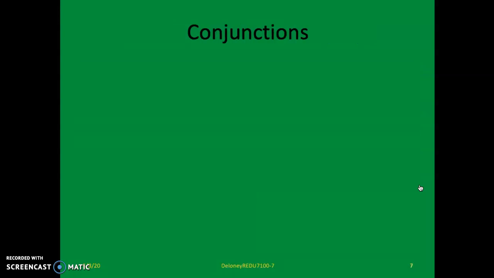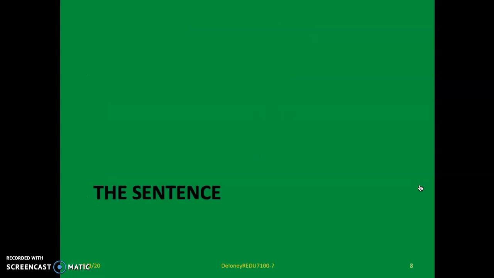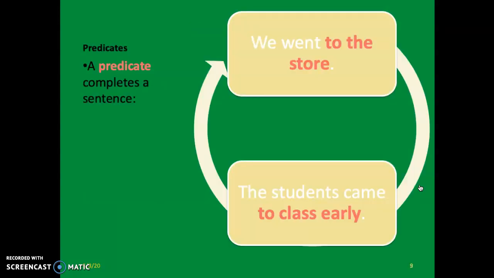A way to bring together those sentences is through the use of conjunctions. These are some of the common conjunctions easily remembered by the acronym FANBOYS, which stands for for, and, nor, but, or, yet, so, okay? And when we use these in sentences, we want to make sure that we understand that we have to check for sentence fragments, okay?